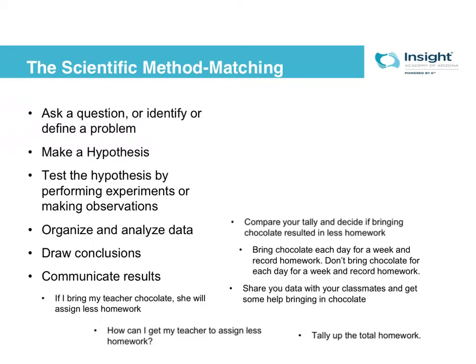So, scientific method has the following steps. You have to ask a question or identify a problem, make a hypothesis to either answer or fix that problem, test that hypothesis with an experiment, organize and analyze the data that you collect from your experiment, draw some conclusions from any patterns that you see in that data, and then last but not least, communicate those results. Because if you discover something amazing, you need to let people know.